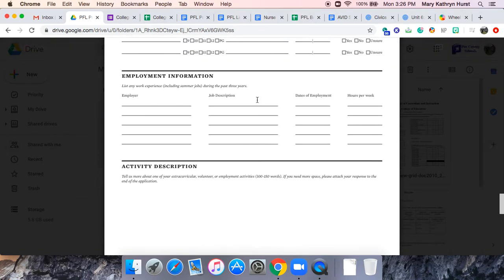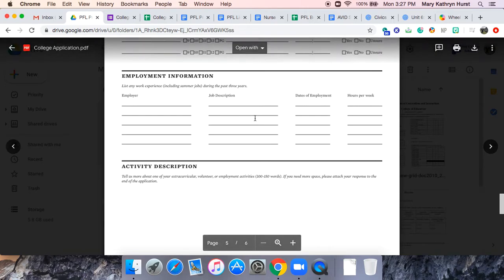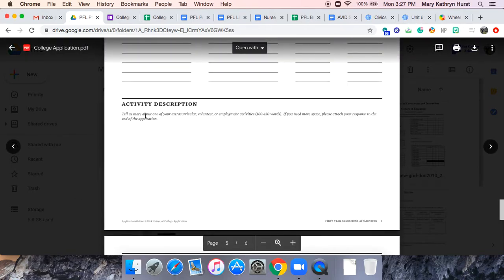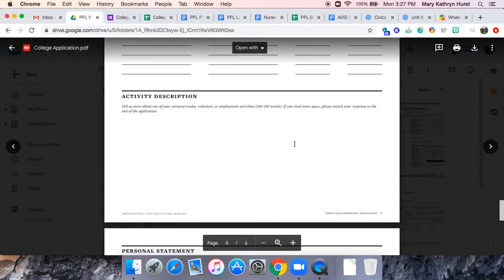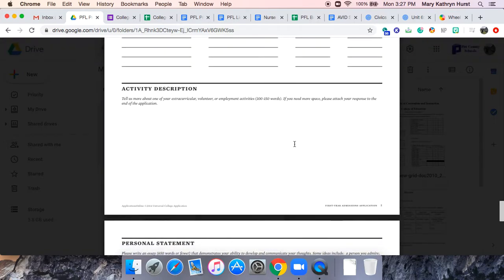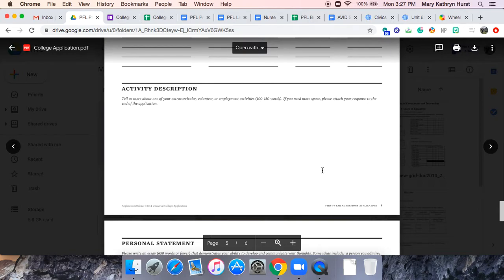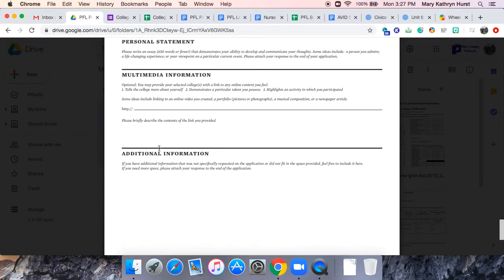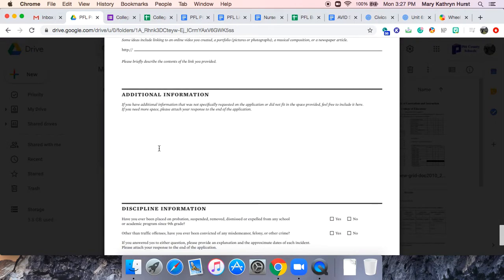Employment information. Have you worked at all? Yes or no? And where? What do you actually do? How long were you employed there? If you've moved around from job to job, and how many hours a week do you typically work? Any of this, it depends on your college. You don't necessarily have to fill out the activity description on a normal basis. It just depends. Now, when you fill this out for real, going to college, you need to fill this out. But for our purposes, no. You don't need a personal statement either, or multimedia presentation. Do not send me a video as to what you are doing with your life.